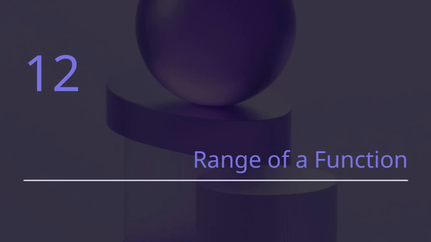Let's talk about the range of a function. The range essentially tells us all the possible output values that a function can produce. When we analyze a function, understanding its range helps us see what values the dependent variable can take based on the input values. This is important because it gives us a complete picture of how the function behaves.